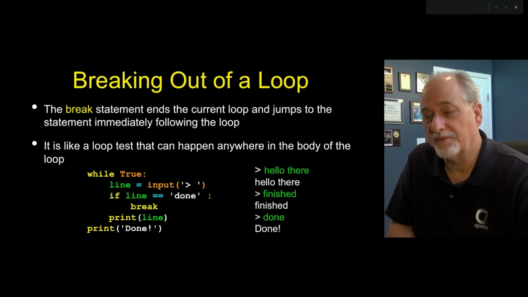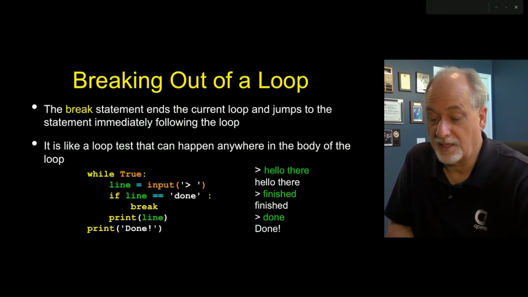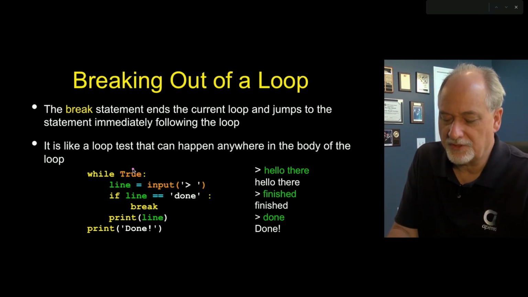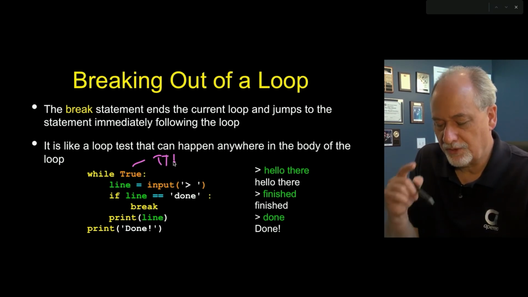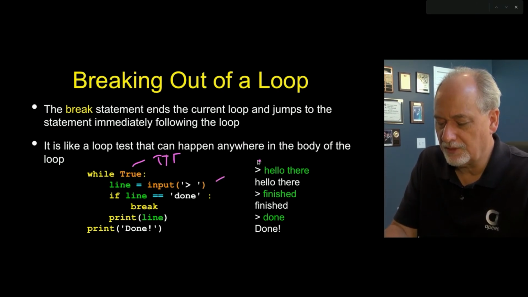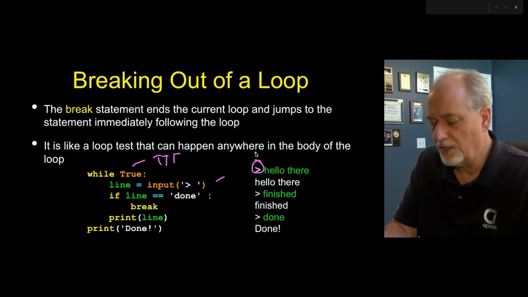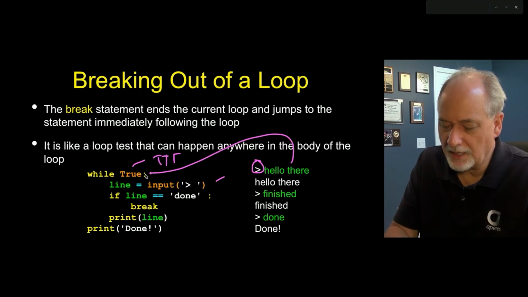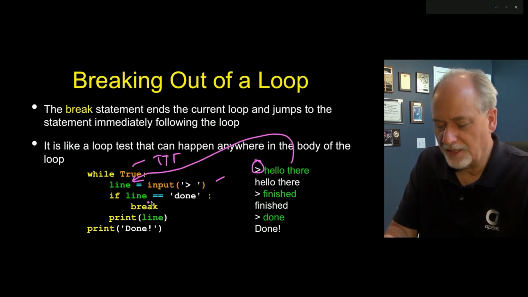So there's a couple of ways of getting out of loops. In this case, I'm constructing an infinite loop, because remember the definition of an infinite loop: if this is going to stay true, well, true is the constant true, so this is going to run forever. What it's going to do is prompt with a little arrow and let us type, and read whatever we type into the variable line. And then if the line is done, we're going to break.